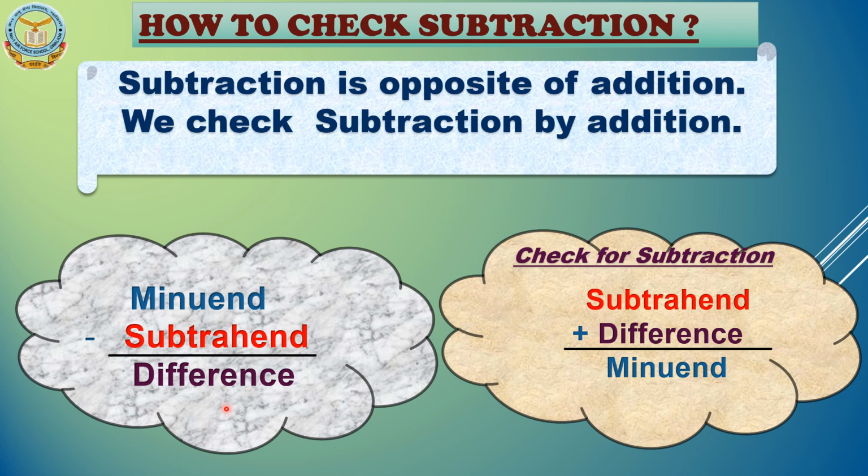If we want to check whether our difference is correct or not, what we have to do? We have to add subtrahend and difference. On adding, if we get the minuend, our answer is correct. If we do not get the minuend, our answer is wrong. Hence, to check our subtractions, always add subtrahend and difference to get the minuend. In this way, you can check the subtraction.